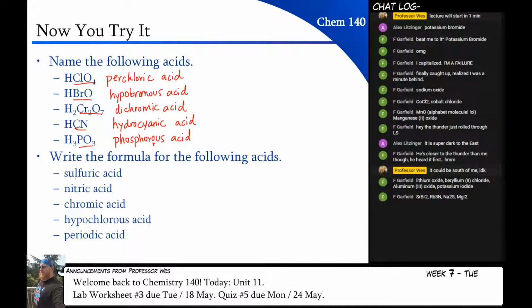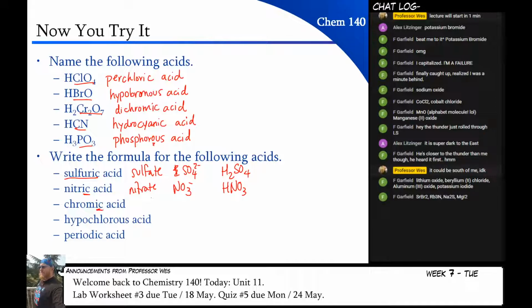Now we have to work backwards. So sulfuric acid, ic means that it ends in ate, so this would be sulfate, which looks like this. That's sulfate. I need enough H's to balance out the charge, so this is the formula. Nitric acid, it ends in ic, so that means this is nitrate. Nitrate, according to the polyatomic chart, is that. I need enough H's to balance it out. There you go.